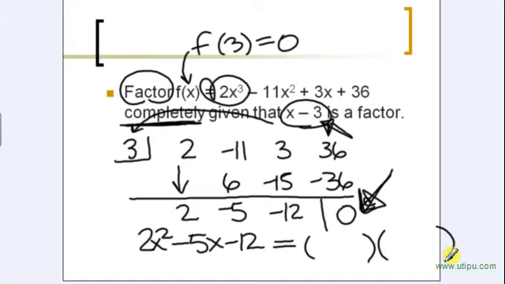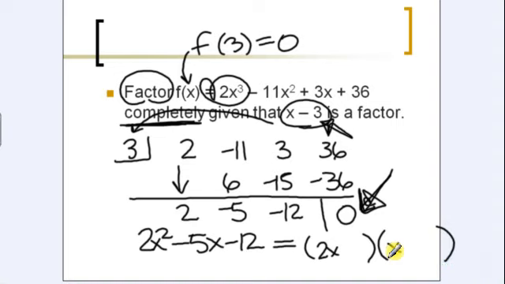And I'm going to use the standard method of factoring, looking at, okay, first times first, these equal 2x squared. 2x and x, my only options. Now to get to negative 12, I have some more options I need to try out.